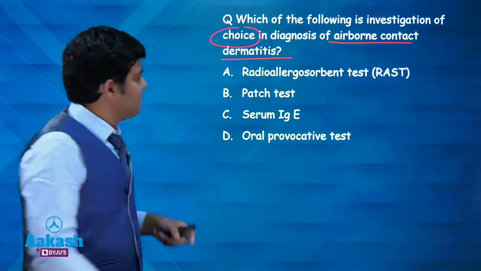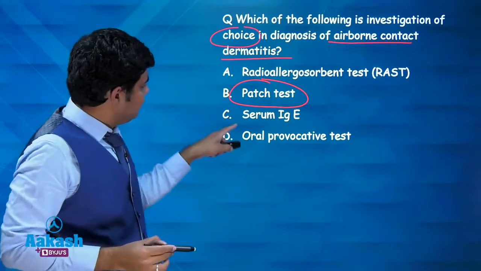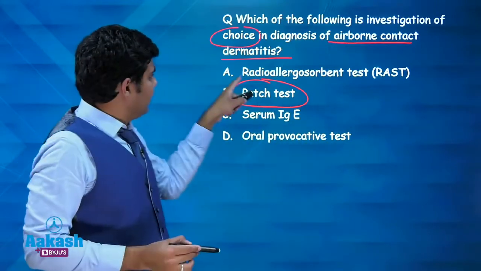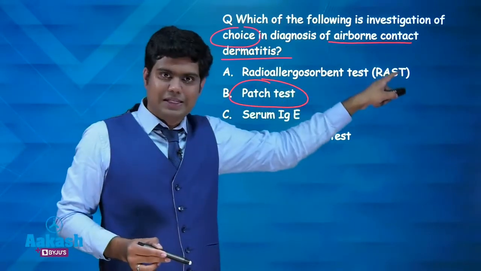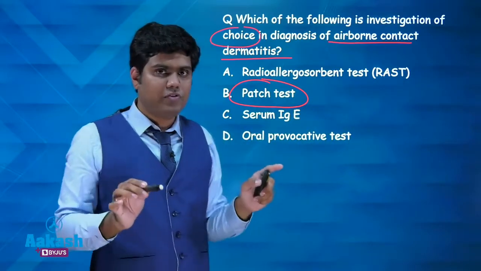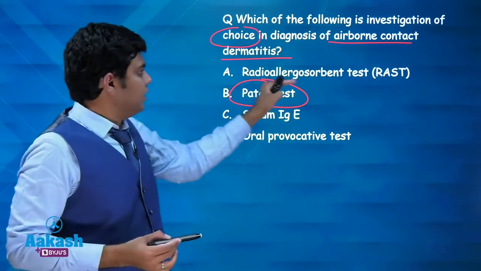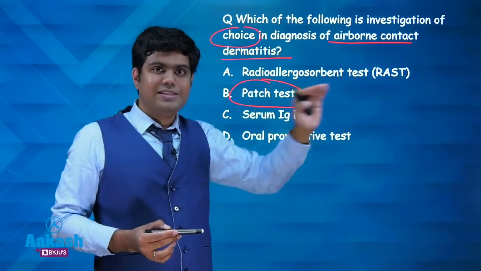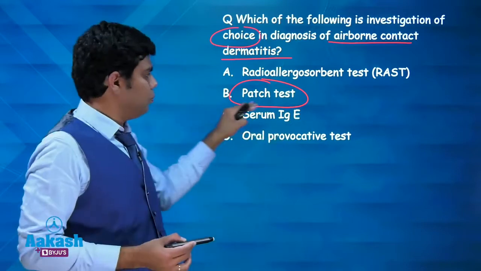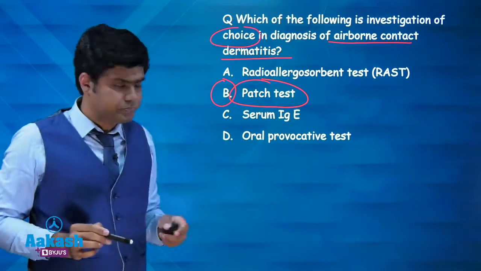You're going to do patch test. So patch test is the answer here. Serum IgE we don't do. Radioallergosorbent test, RAST, we are not going to do here because patch test is better. The clinical relevance of RAST is comparatively less as compared to patch test. So patch test is the best answer here.